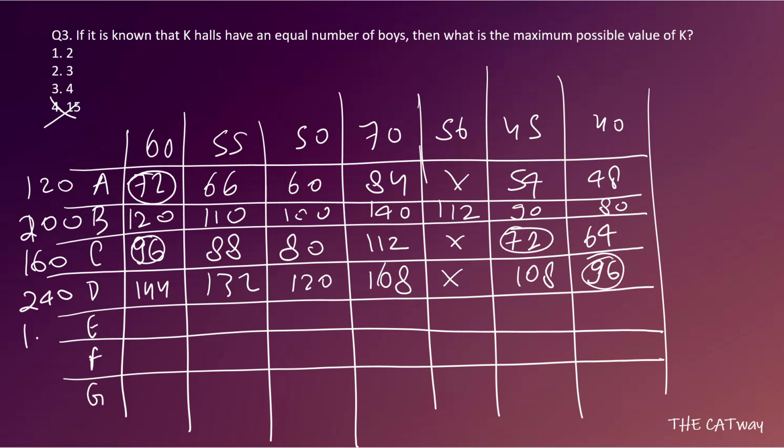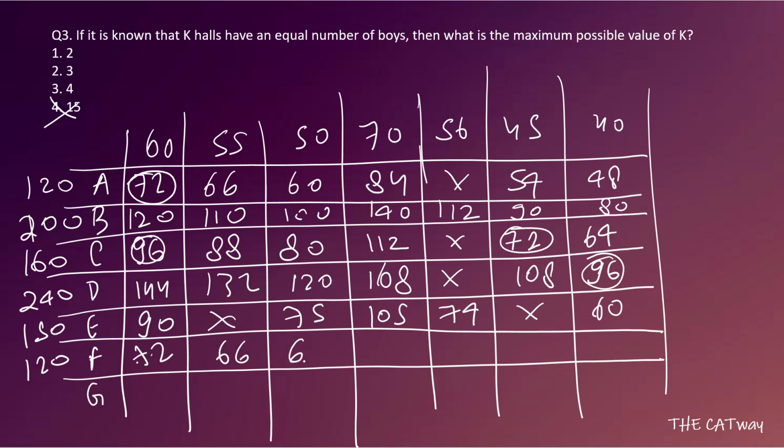Let's come to E. 150, 60% of 150 would give me 90, 55% would give no case, 50% would give me 75, 70% would give me 105, 56 would give me 84, 45 would give me no case, 40% would give me 60. Okay, coming to F, 120, we have again 72, 66, 60, 84, not possible, 54 and 48.